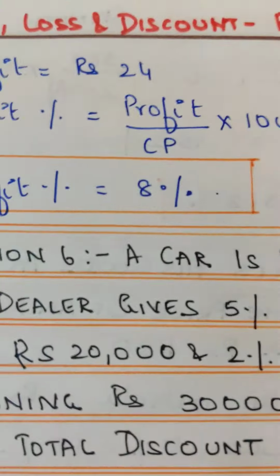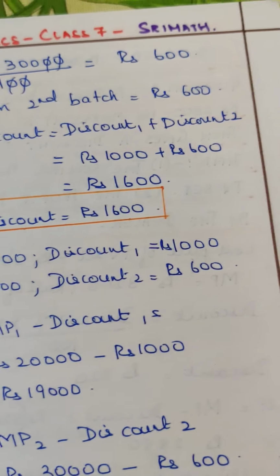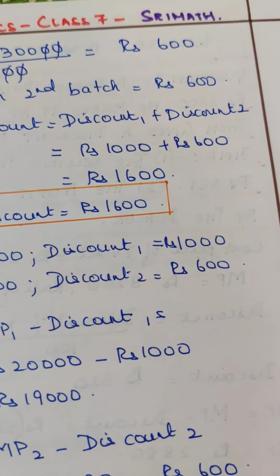What is the total discount? Discount 1 plus discount 2, that is 1000 plus 600, that is equal to rupees 1600. Therefore, the total discount is equal to 1600. Now, mark price is equal to 20,000. Discount for first batch is 1000. Mark price of the second batch is equal to 30,000. Discount for the second batch is rupees 600.